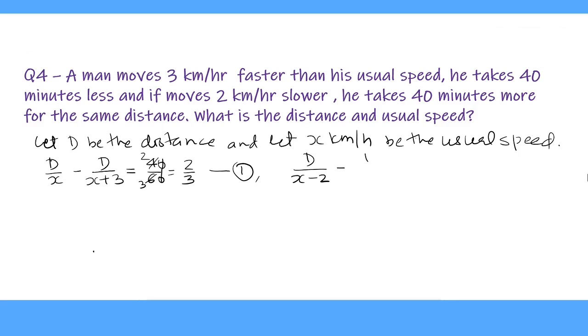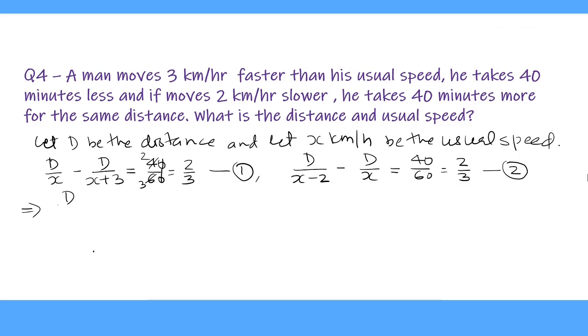If we take d upon x, then this is equal to again 40 minutes, which is 40 upon 60 or equal to 2 upon 3. Now we give the equation number 2 to this equation, and we find that the left hand side of both can be equated because the right hand side is 2 upon 3. So we equate both sides.